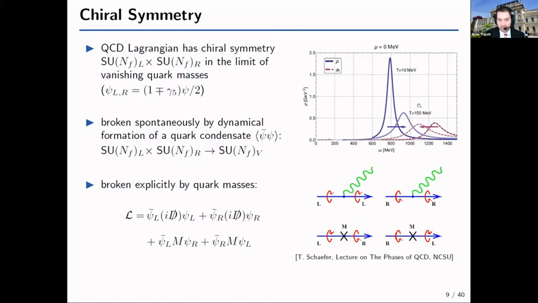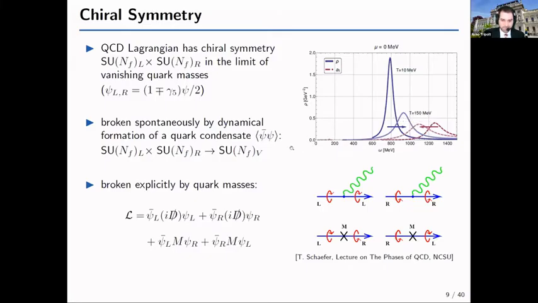So here you see the spectral function of the rho vector meson and of the A1 axial vector meson, which I will discuss later in more detail. But you already see here the effect that chiral symmetry restoration has, namely that their mass splitting disappears. So you see these two peaks here approaching each other as temperature increases due to the restoration of chiral symmetry.